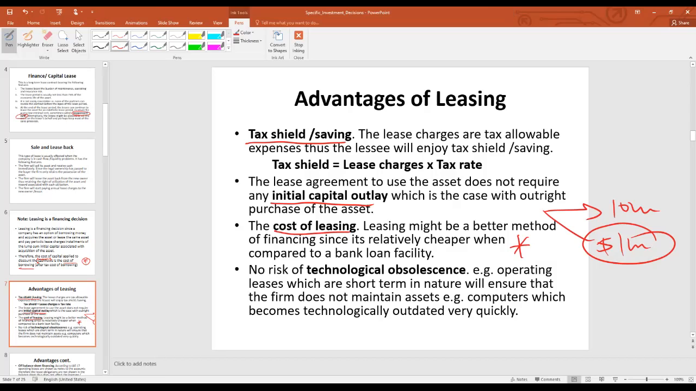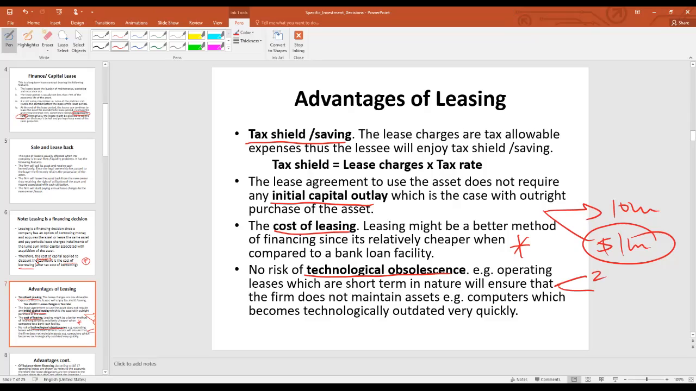Then also, if you take up what we call an operating lease, there will be no risk of obsolescence of the asset. Why? Because, for example, assume that you take a 2-year lease contract, and by the end of year 2 there is another, better computer. Assume that you have leased computers or even printers, like the case of Strathmore. Those printers are on lease terms.